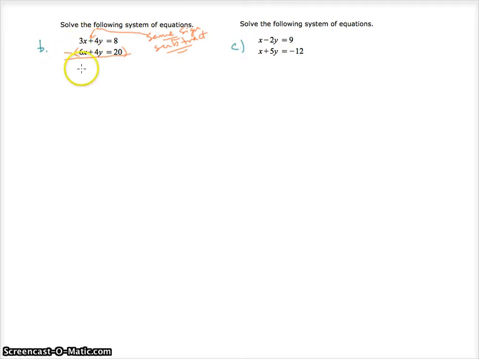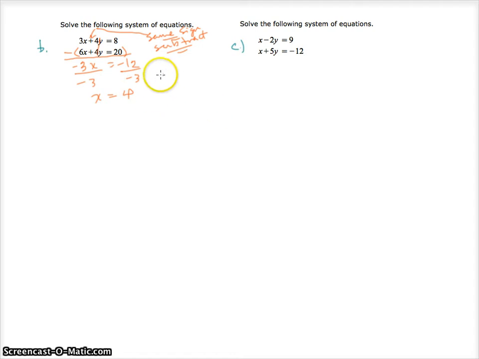So 3 minus 6 is negative 3. 4 minus 4 is 0, so those go away. 8 minus 20 is negative 12. Now I can divide both sides by negative 3. And x equals 4. Now that I have x, I'm going to plug it back in to one of the equations. Just go to the top equation.